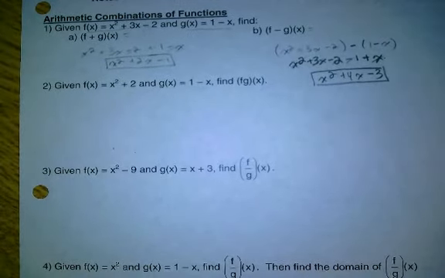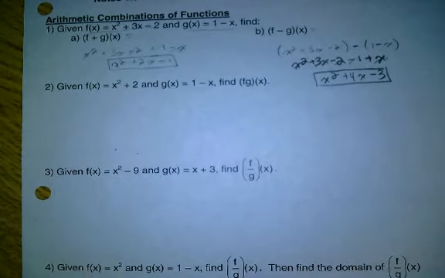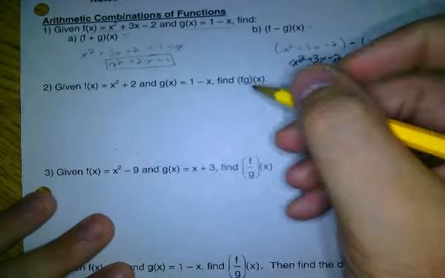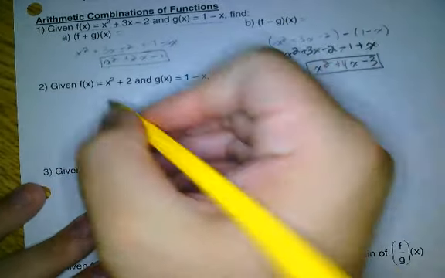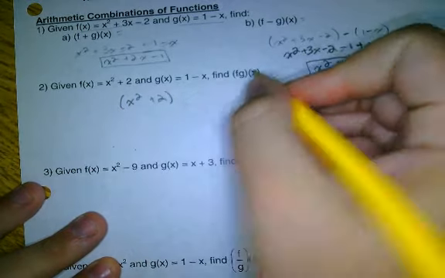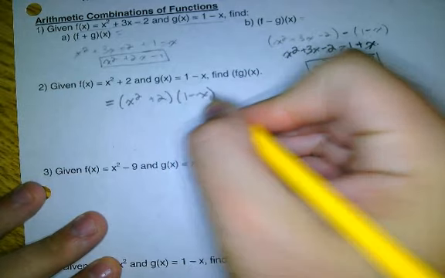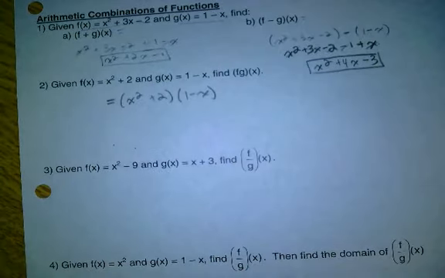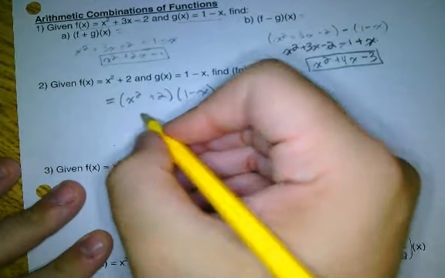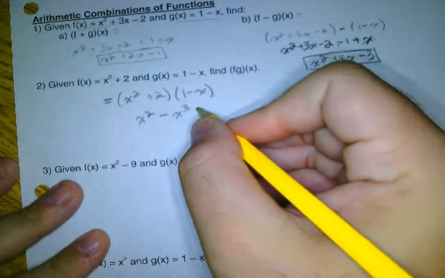Same thing, we're not going to do f times g and then times it by x again. It's just notation. So let's do f times g. So it's going to be x squared plus 2 and 1 minus x. I'm pretty sure you can all do this math. But let's go through it anyway. So you're going to go ahead and distribute. You're going to get x squared minus x to the third plus 2 minus 2x.